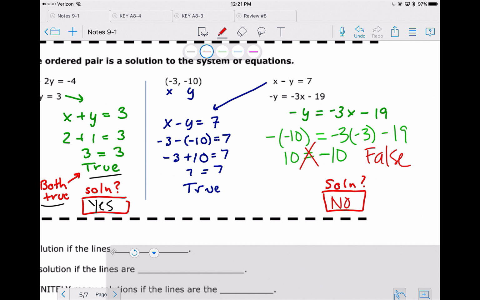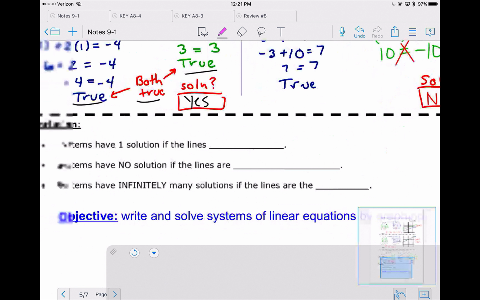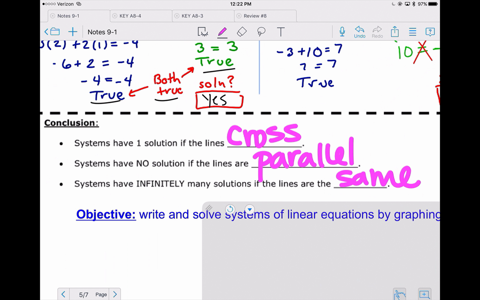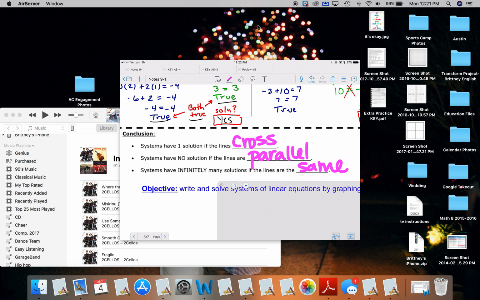So remember, when you are point testing, label your point. Instead of x, write whatever x is. Instead of y, write whatever y was, and simplify. So in conclusion, systems have one solution if the lines cross. They have no solution if the lines are parallel. And they have infinitely many if the lines are the same. So using that information, you should be able to complete 5-1 or 9-1.